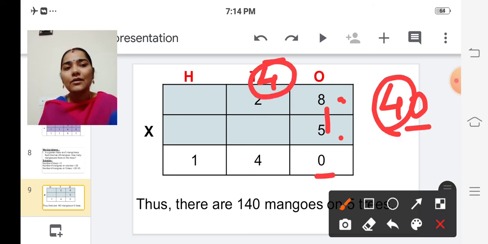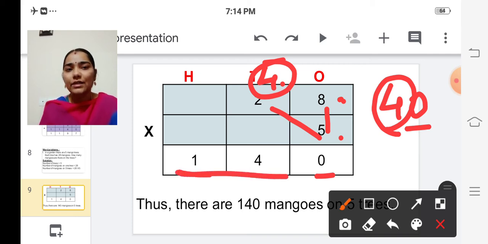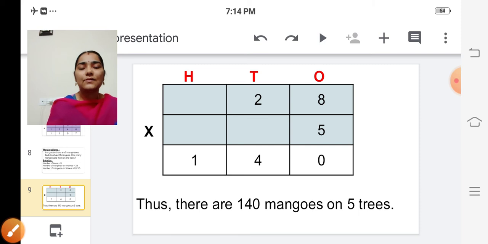And then multiply. 5 2s are 10. 10 plus this carried over number 4, 10 plus 4 is 14. So there are 140 mangoes on 5 trees. So it is very easy, isn't it? So we are going to multiply the number of mangoes into the number of trees.